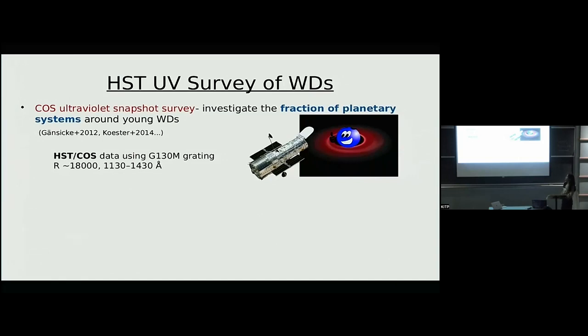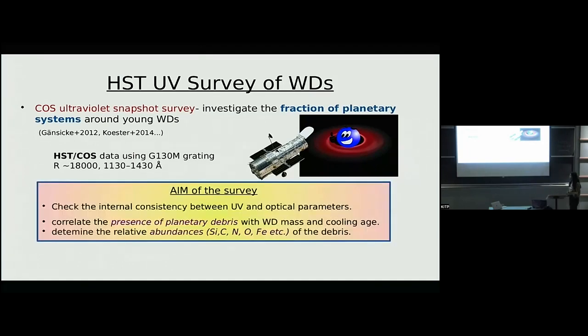What we have mainly used in this survey is the HST COS data, which is high resolution data, and it covers the Lyman alpha region. The main aim of this work was to check the internal consistencies between the UV and optical derived parameters, and also correlate the presence of planetary debris with other basic parameters.